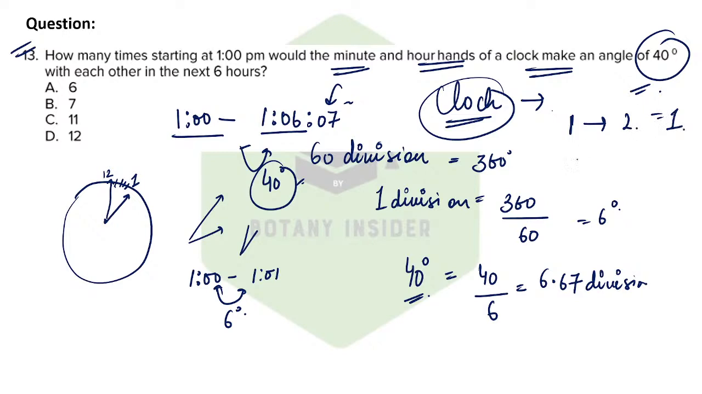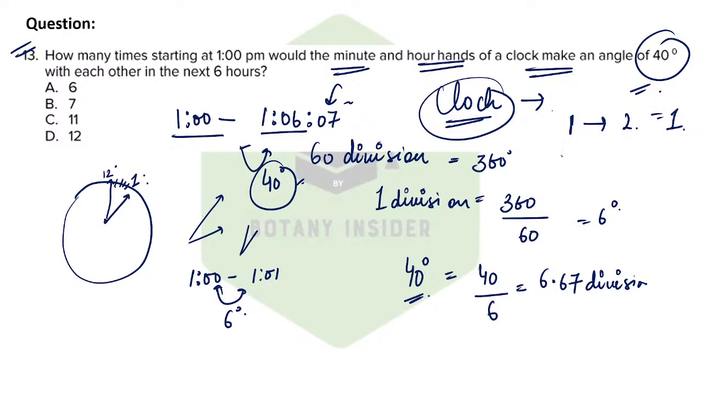Now, this is for your 1 p.m. case, because of the number of divisions that you have. The number of divisions between 12 and 1 is 5. So I'll not be considering the angle before 12, right?